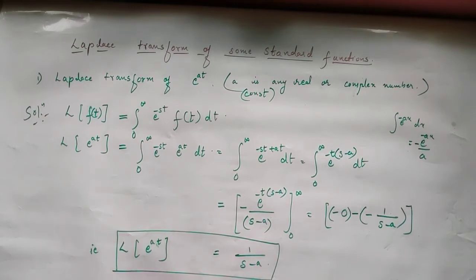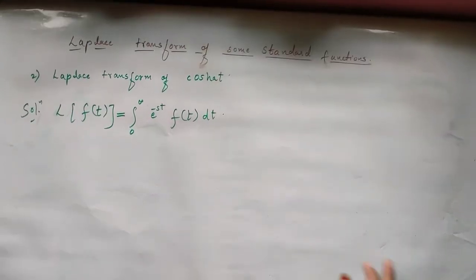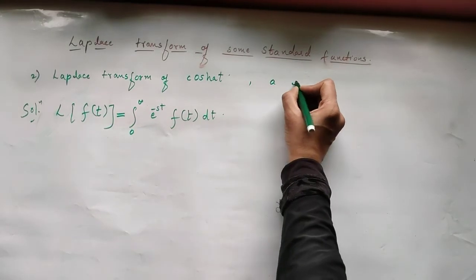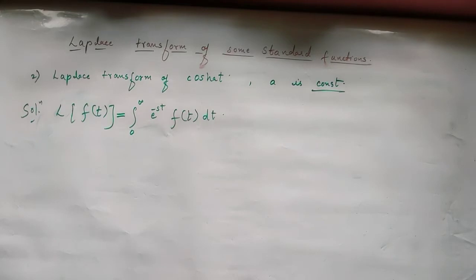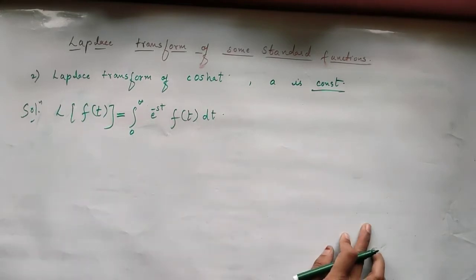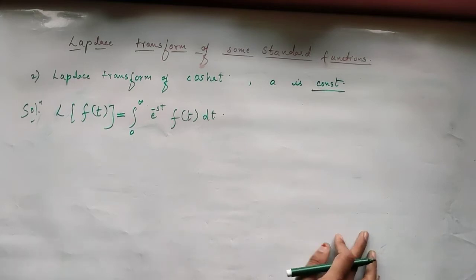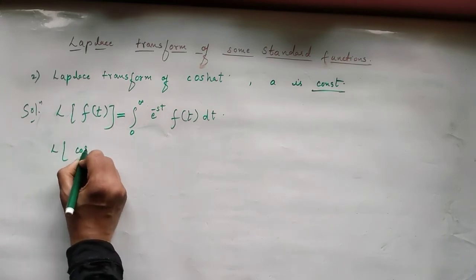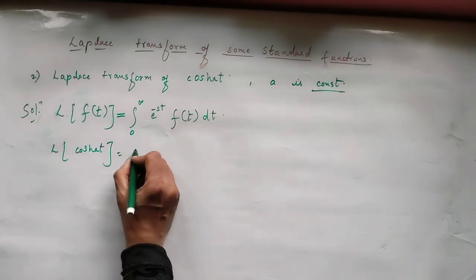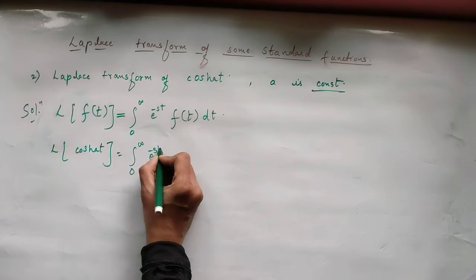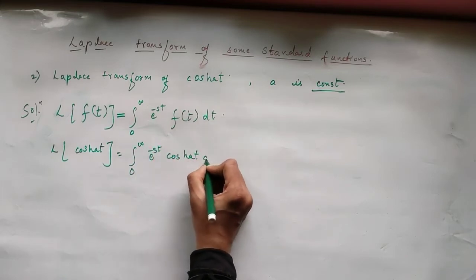Let us work out the Laplace transform of some more standard functions. Now let us work for the Laplace transform of cos hyperbolic at, where a is again a constant. As per the definition, once again you have the Laplace transform of f of t to be integration 0 to infinity e to power minus st f of t dt. So what should be the Laplace transform of cos hyperbolic at? Now in place of f of t you need to replace it by cos hyperbolic at. So it is integration from 0 to infinity e to power minus st cos hyperbolic at dt.